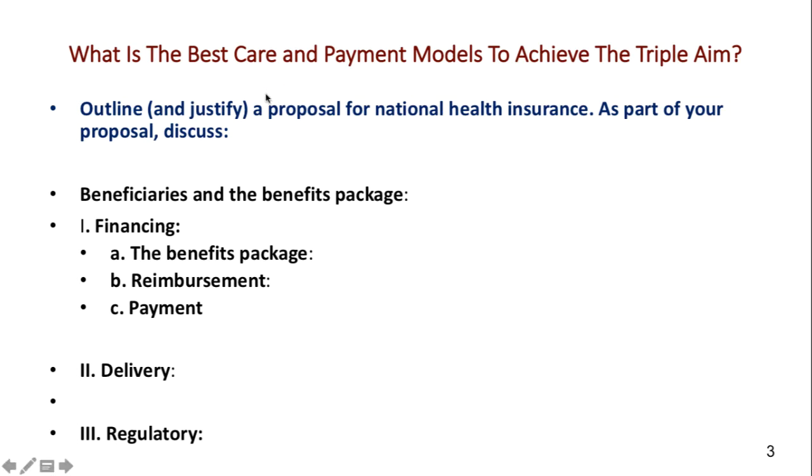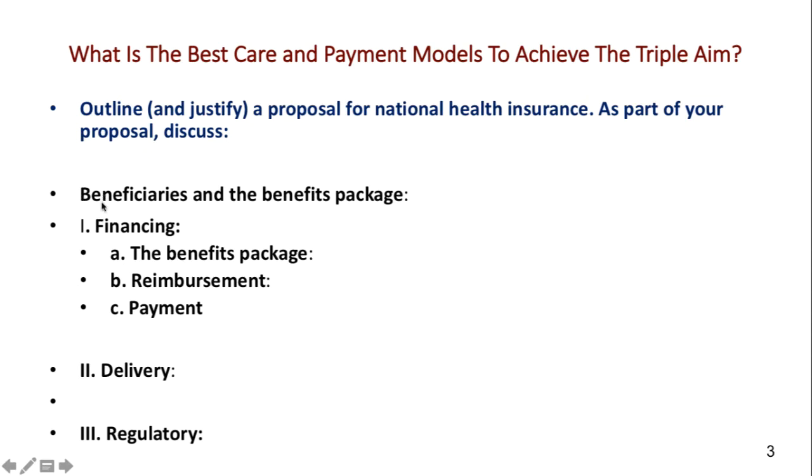The key question we wanted to answer in this course, and basically in our healthcare system, nationally and internationally, is what are the best care and payment models to achieve the triple aim. Suppose that you have been appointed to the post of Surgeon General of the United States. The President wants you to outline and justify a proposal for national health insurance. In your proposal, you have to discuss the following elements.